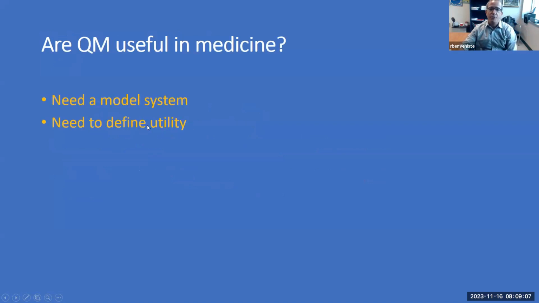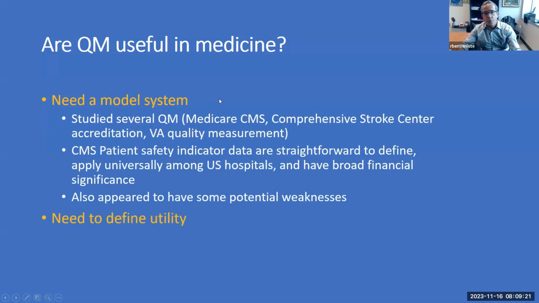So quality metrics have good and bad. We want to ask, are they useful in medicine? So if we want to research that, right, we need a model system, and we need to define what useful means. So early on, I actually attended meetings and conducted some interviews and studied a bunch of different quality measure systems or quality metric systems that are in use at our hospitals. Some of them, the Comprehensive Stroke Center accreditation process, is really impressive to me.